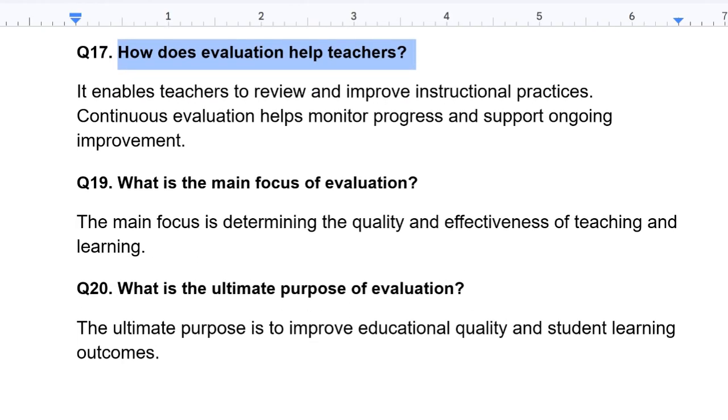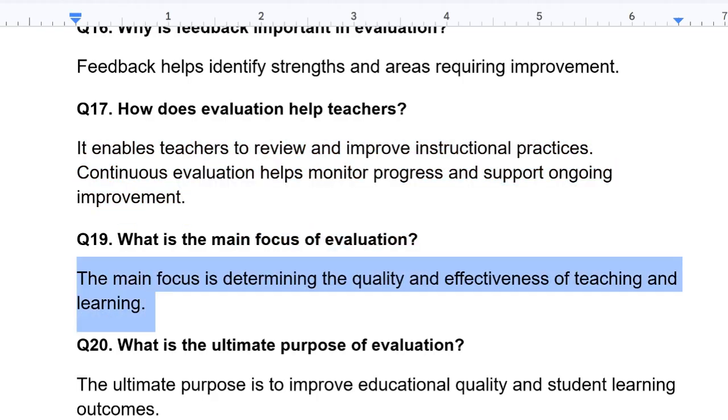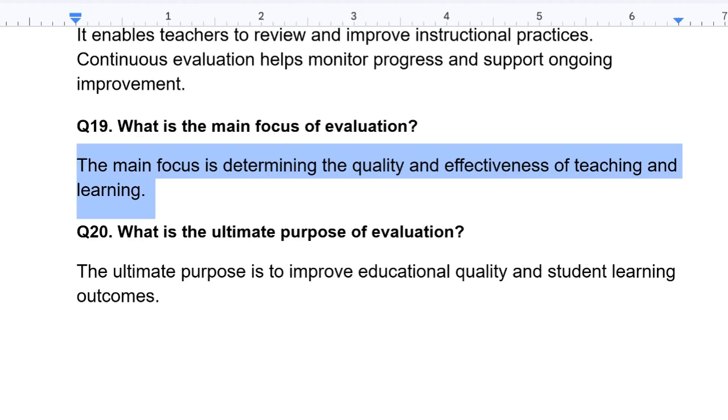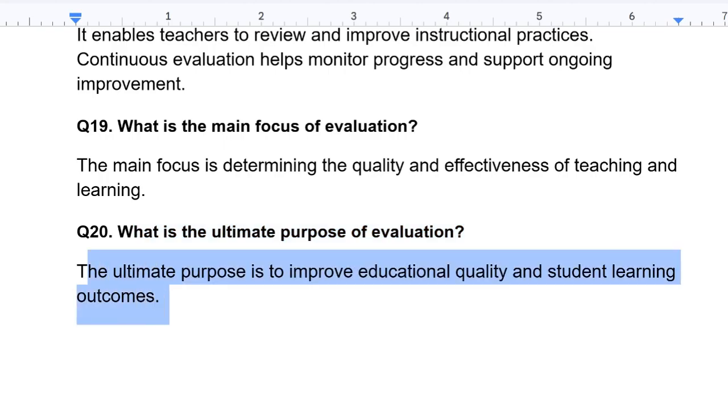How does evaluation help a teacher? It enables teachers to review and improve instructional practices. Continuous evaluation helps monitor progress and support ongoing improvement. What is the main focus of evaluation? The main focus is determining the quality and effectiveness of teaching and learning. What is the ultimate purpose of evaluation? The ultimate purpose is to improve educational quality and student learning outcomes.